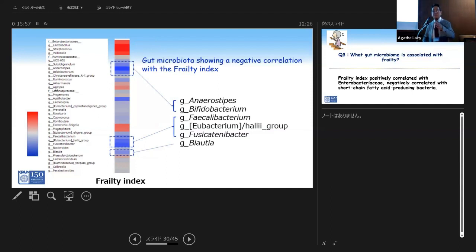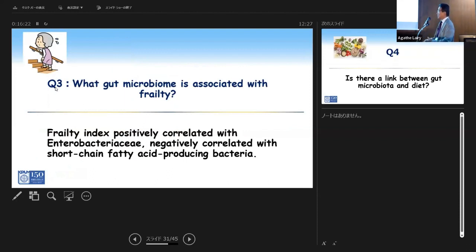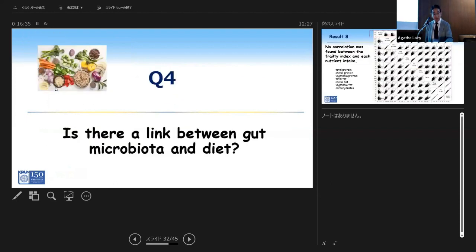Bifidobacterium is a very important microbiome, especially in Japanese populations. And also Faecalibacterium. This is also an important bacterium to produce butyric acid. Blautia is also important. These bacteria can produce short-chain fatty acids, especially butyrates. These are some answers. The frailty index positively correlates with Enterobacteriaceae and negatively correlates with short-chain fatty acid producing bacteria. Okay, finally, I'll teach you that food is important to enhance healthy longevity.